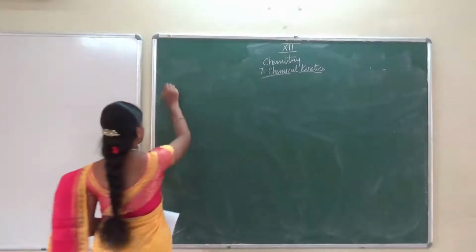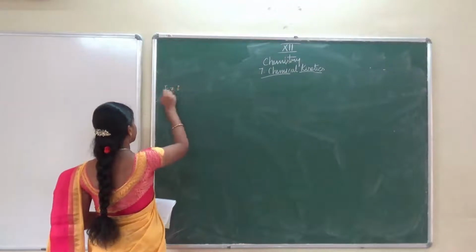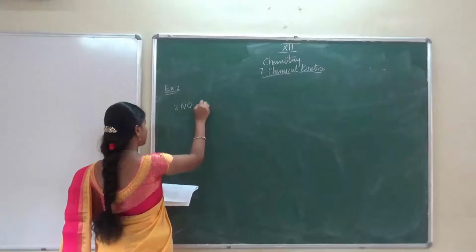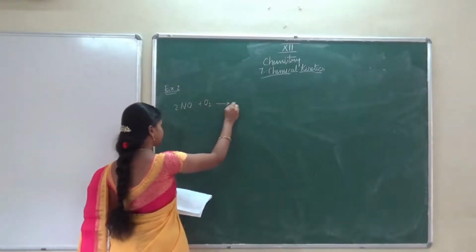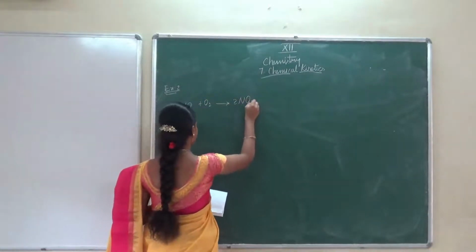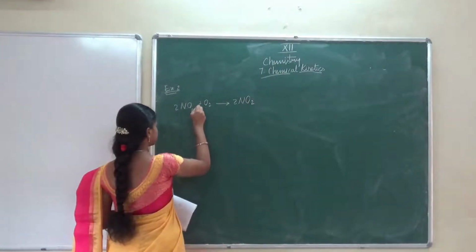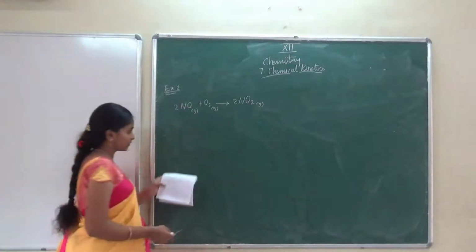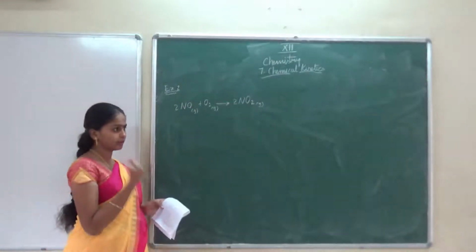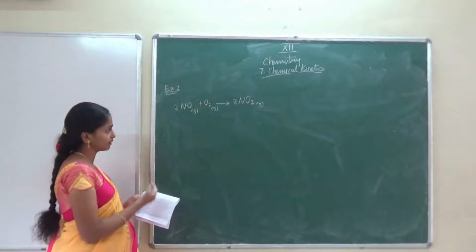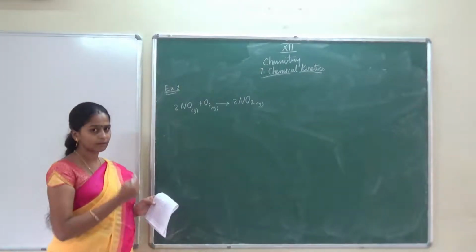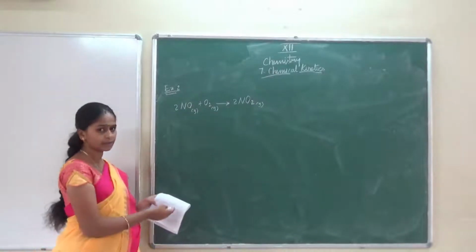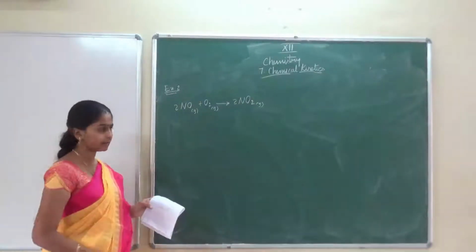Here the second example: 2NO plus O2 reacts and produces 2NO2. All these are in gaseous state. Now for this reaction they have done an experiment and they have given the values. They have tabulated them in our book. So let me write the readings now so that we can do the remaining calculation.